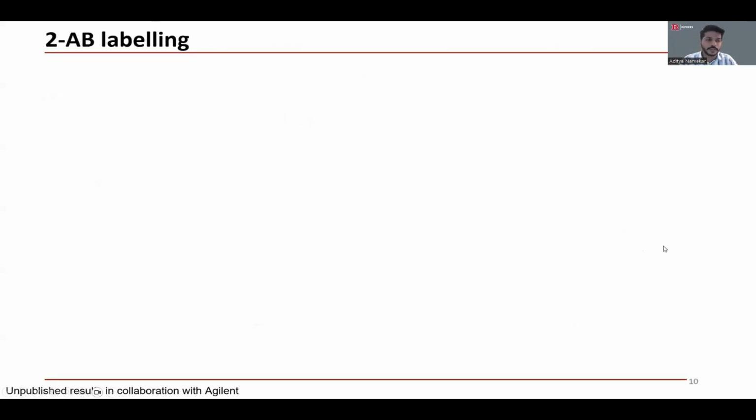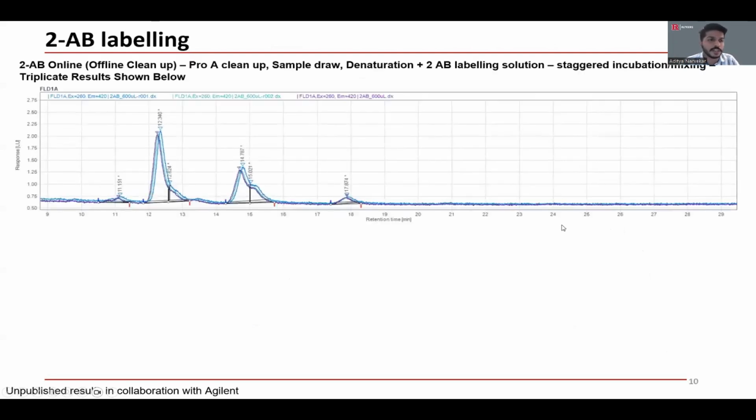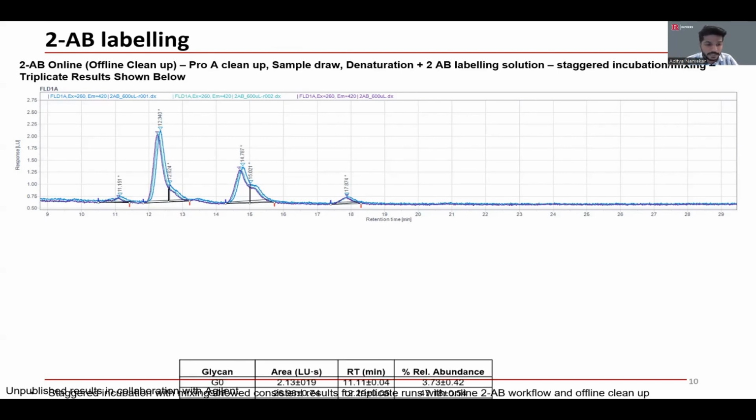So moving on to the data using the 2AB labeling workflow. This is at-line analysis, so the labeling is happening online. We are cleaning up the sample offline and then injecting onto the HPLC. So this is a representation of a triplicate analysis.